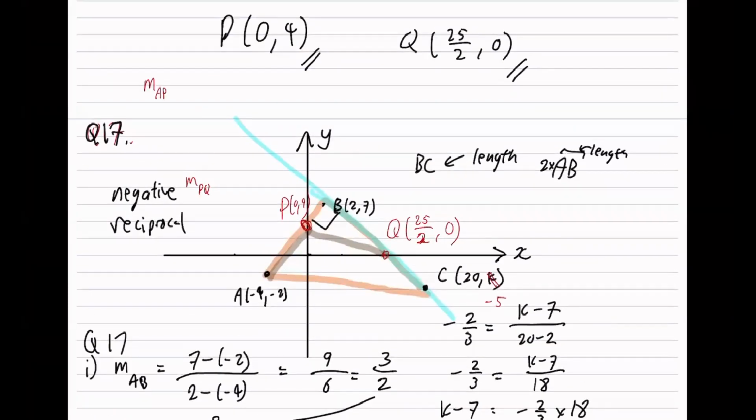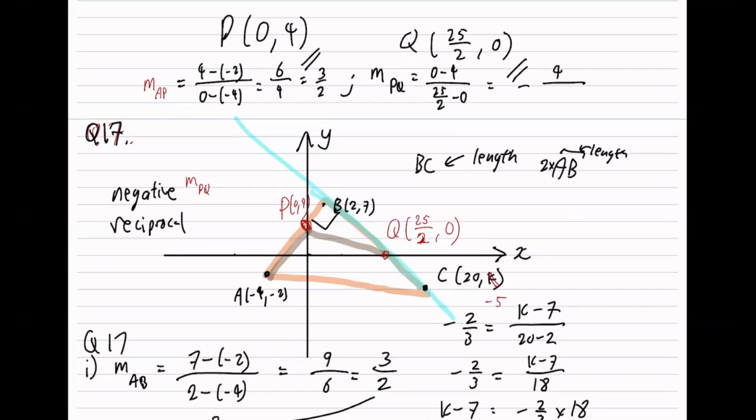M_AP is what? Y minus y over x minus x. So 4 minus -2, over 0 minus -4. What do you get? 6/4, which is 3/2. Then M_PQ, in this case, what would it be? It would be 0 minus 4, over 25/2 minus 0, which is -4 over 25/2. This is -8/25.